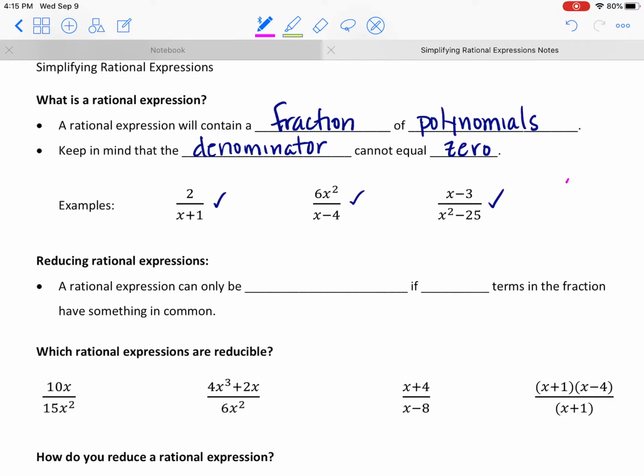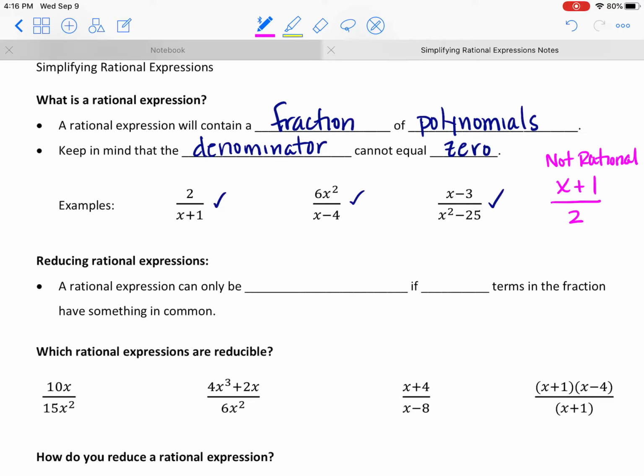If I flipped the first one and made it x plus 1 over 2, that one is no longer rational. Not rational, because there isn't a polynomial in the denominator of the fraction. So I'm going to say a fraction of polynomials just to be concise with the wording, but specifically we have to have an x in the denominator for it to be rational.